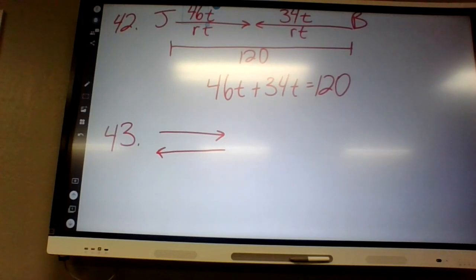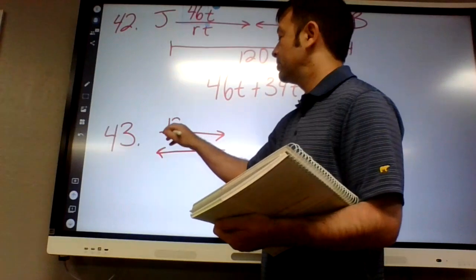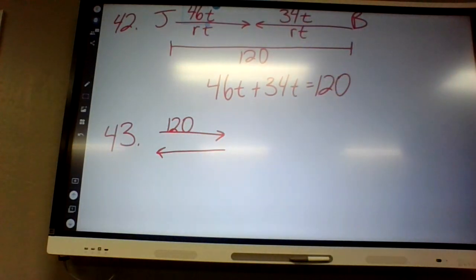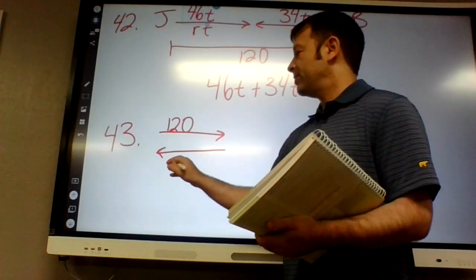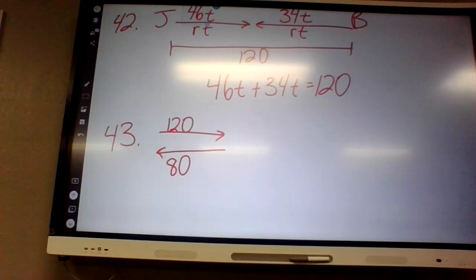Okay, it said going there, he was going 120 yards per minute. So what is that? That's his rate. That's his R. Okay, and then what else does it say? He walked back at 80 yards per minute. So what's that? Rate. That's the rate going back.